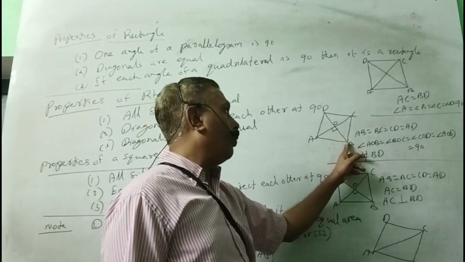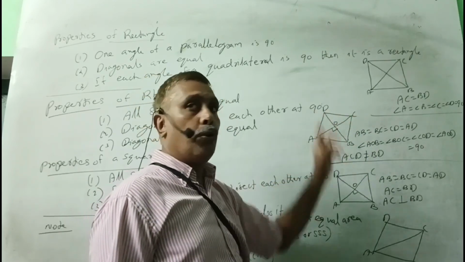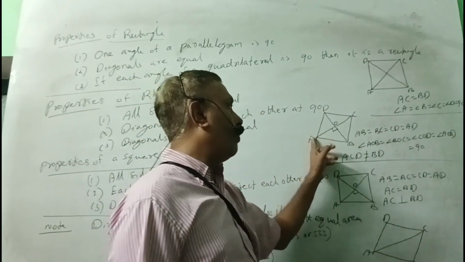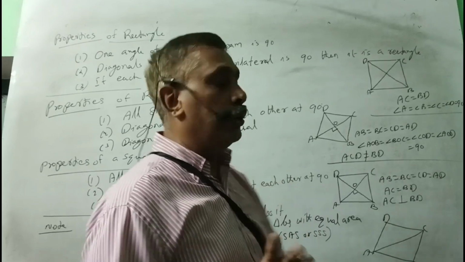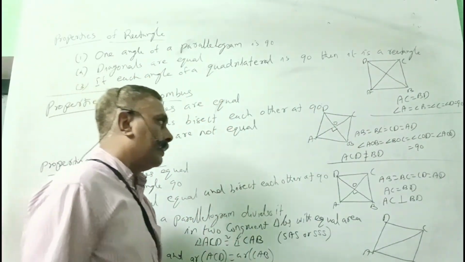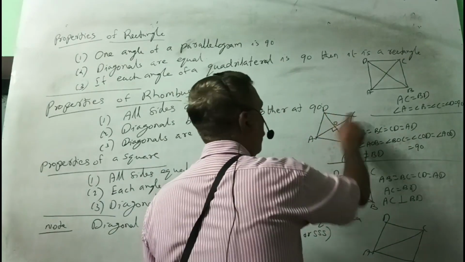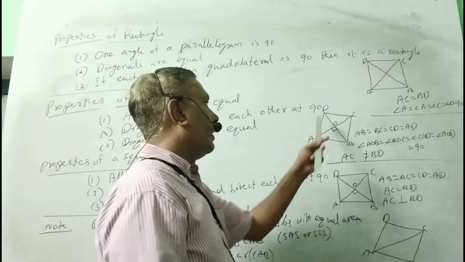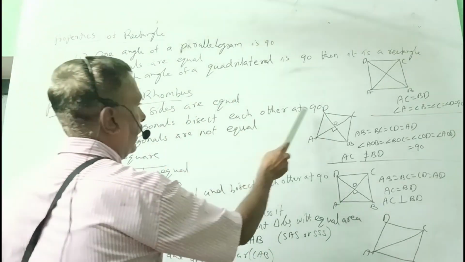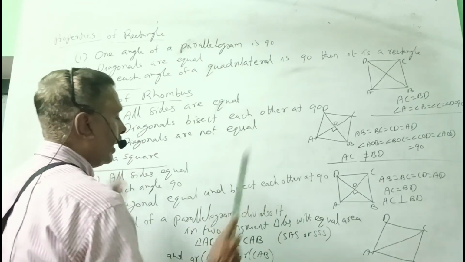It means angle AOB, angle BOC, angle COD, angle AOD, all these angles will be 90 degrees, or I can say in a rhombus, diagonals are perpendicular to each other. Okay? So the length of AC is not equal to the length of BD. The diagonals' lengths will not be equal. So those are the properties. Diagonals bisect each other at 90 degrees and the diagonals are not equal.